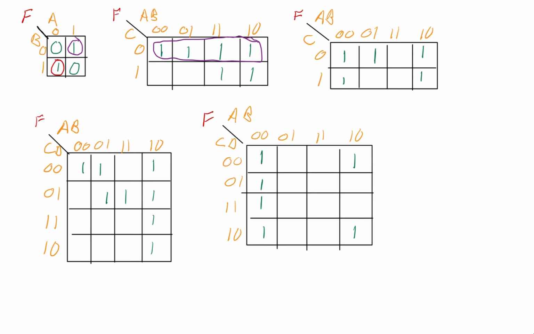And then we might be tempted to just circle these 2, but remember, we want to make our circles as big as possible, so we can actually circle a group of 4 by doing that. And it's okay to circle these ones more than once, especially when it helps us make a bigger circle.